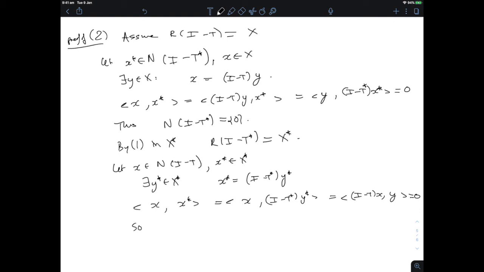So that means that x itself has to be 0 because I've tested it on any x star in capital X star, so in particular I could take a norming functional, and I get 0. So x equals 0, and the null space is trivial. And that concludes the proof of corollary 13.4: injective equivalent to surjective equivalent to bijective for operators of the form lambda identity minus T, where lambda is non-zero and T is compact.